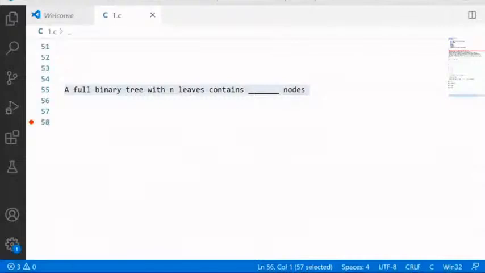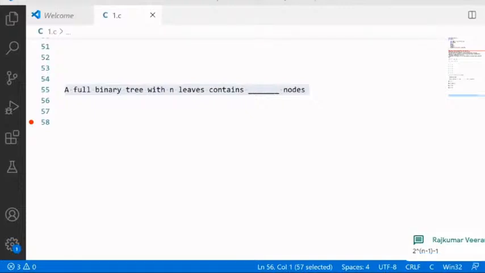See, look at the question very carefully. A full binary tree with n leaves. They are asking about n leaves. It's not the formula that we saw yesterday, 2 power h minus 1. It's not that. They're saying a full binary tree with n leaves.